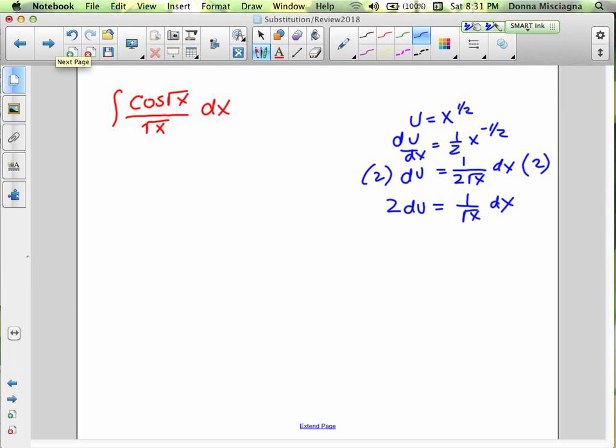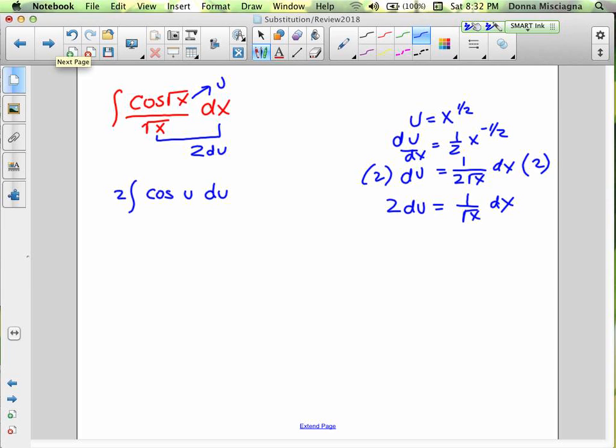So we're going to keep the cosine. We're going to replace that square root of x with a u. We're going to replace the 1 over the square root of x and the dx with a 2 du, because there must have been a 2 to cancel out the 1/2. Right? And the 2 can go in front. Right? So now we have 2 times the integral of cosine u du.